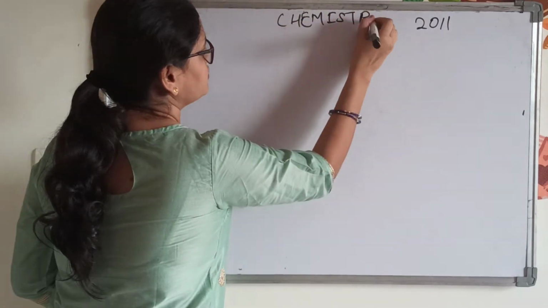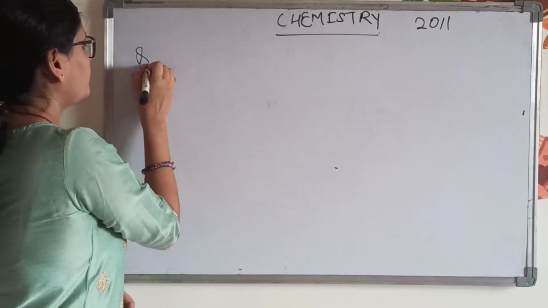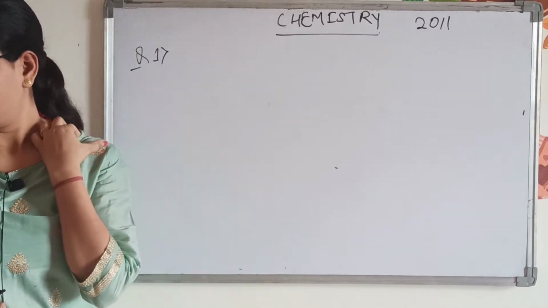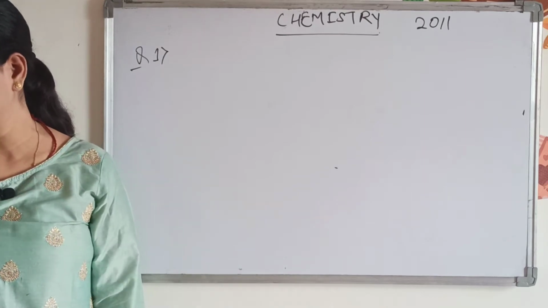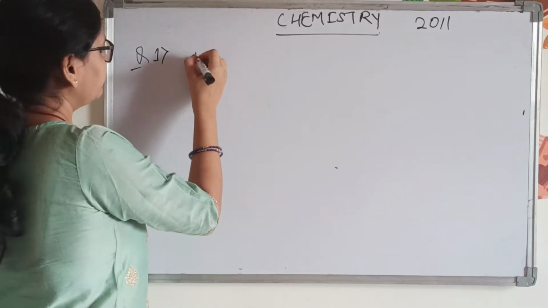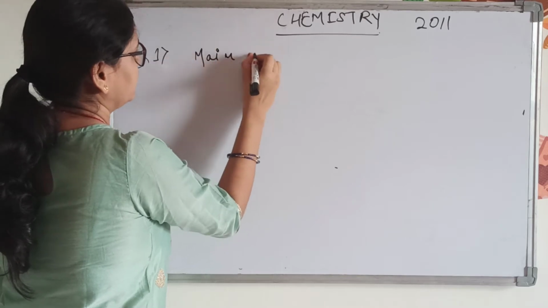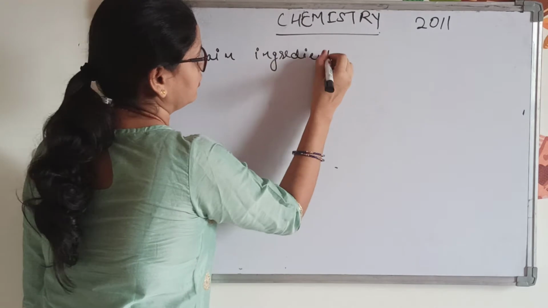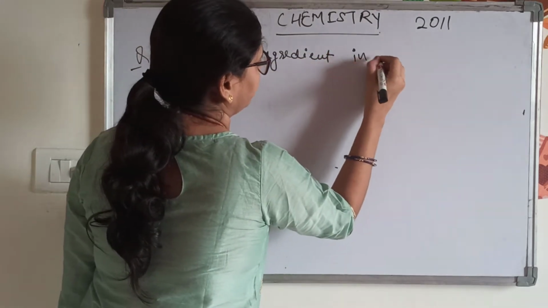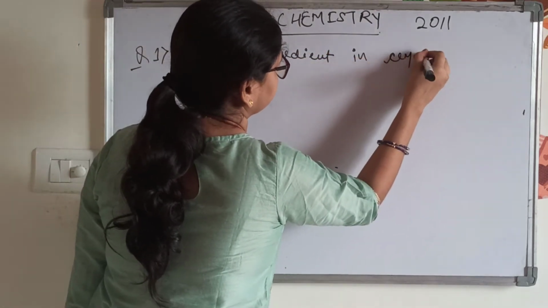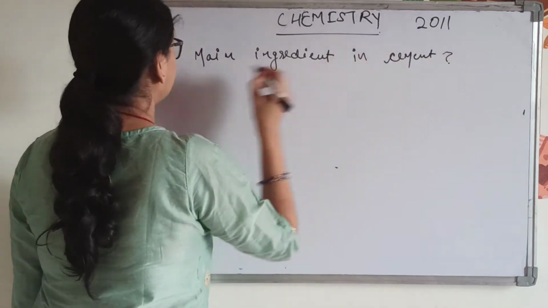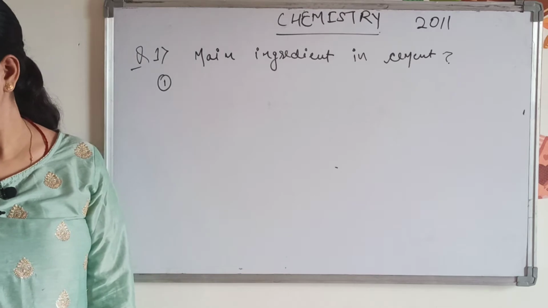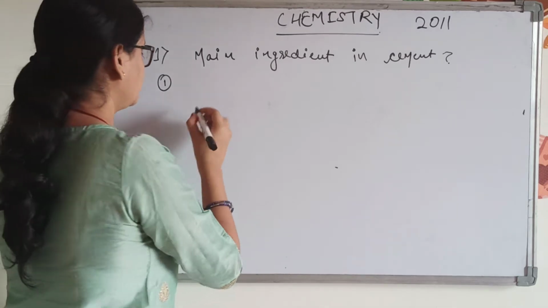Here is our first question. Question number 1: which among the following is the main ingredient in cement? Basically we have to find out the main ingredient of cement. The options are: gypsum, limestone, clay, ash.